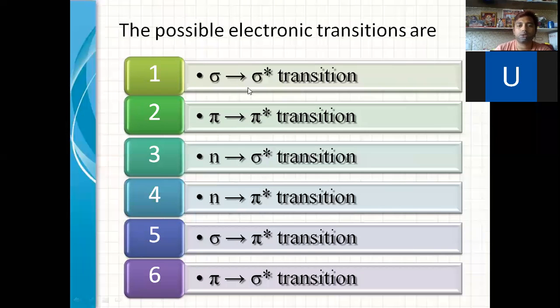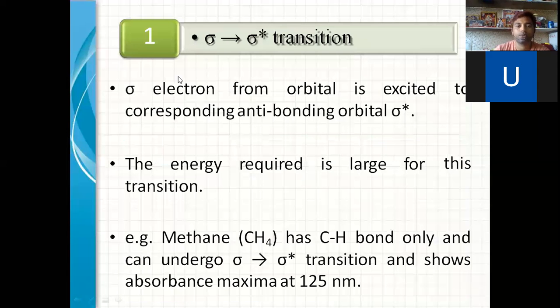See, sigma to sigma star transitions, pi to pi star transitions, non-bonding to sigma star transitions, non-bonding to pi star transitions, sigma to pi star transitions, and pi to sigma star transitions. 6 types of transitions are there. Out of these 6 types of transitions, few are forbidden. See, sigma to sigma star transitions. We have to remember this with an example. Sigma electrons from orbital is excited to corresponding anti-bonding sigma star orbital.